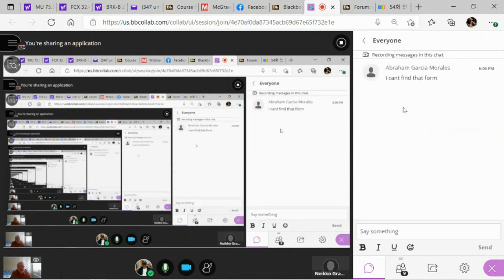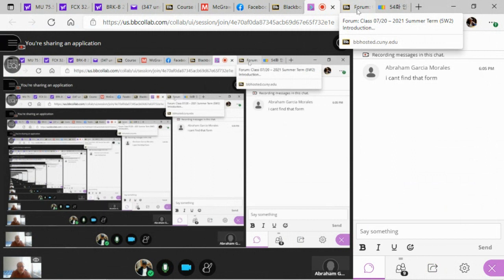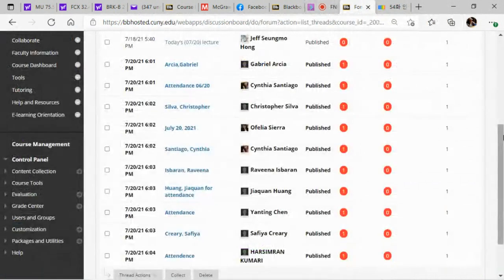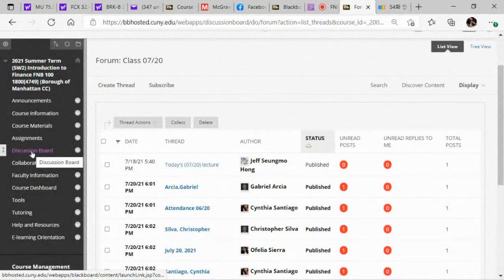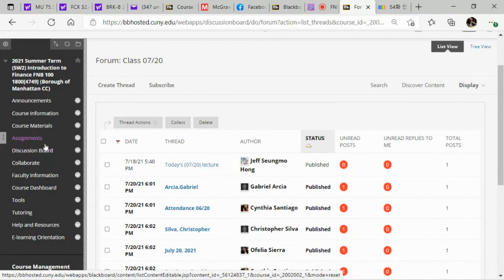And Abraham, is Abraham here? Yes. Okay, Abraham, what can't you find? The forum, the discussion board. Why can't you find it? Because I was on this earlier, and it wasn't visible, right? Yeah. I believe it wasn't visible because the forum opens exactly at 6 p.m. Now you can see that.